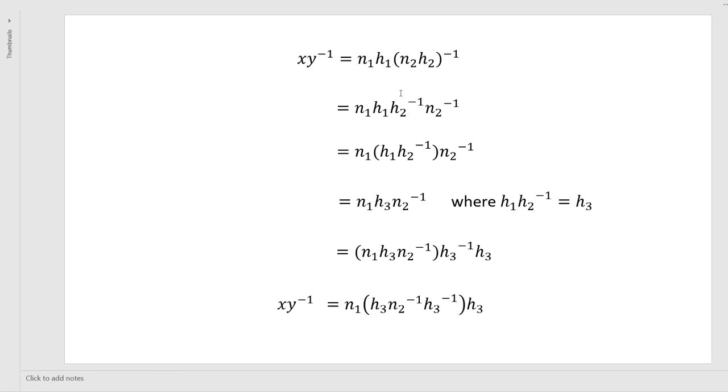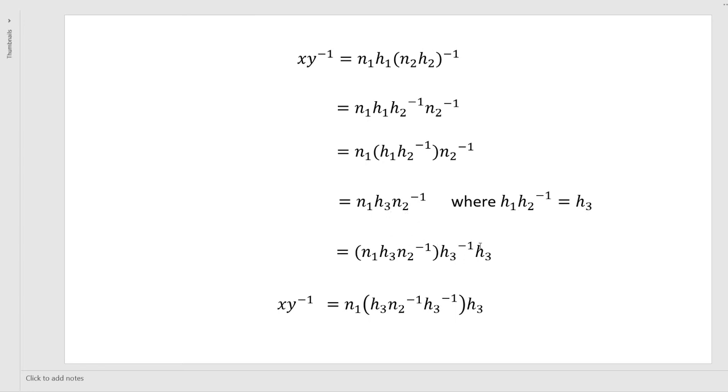I group these two terms, H1 into H2 inverse. These are the elements of H. H1 belongs to H and H2 belongs to H. H1 into H2 inverse belongs to capital H because it's a subgroup. I call this one H3. I put here N1 H3 into N2 inverse.